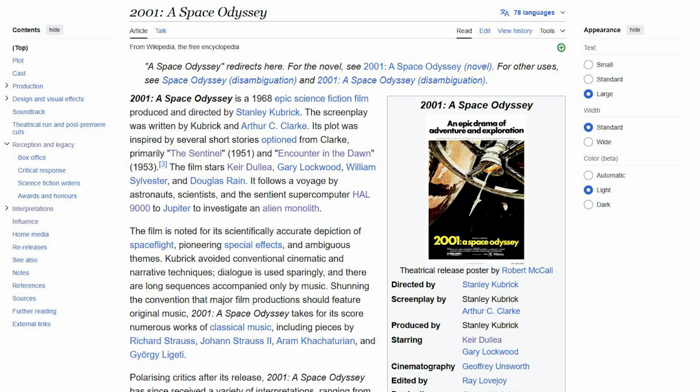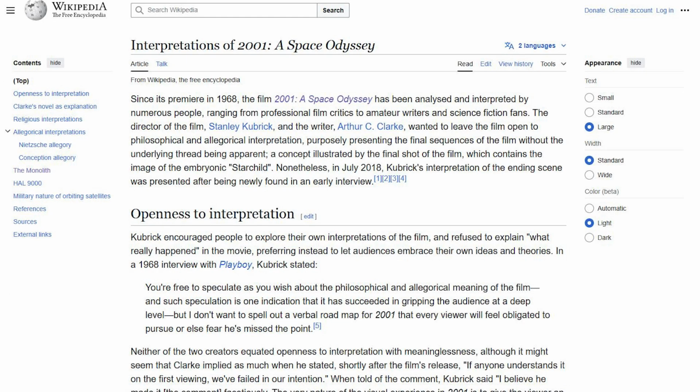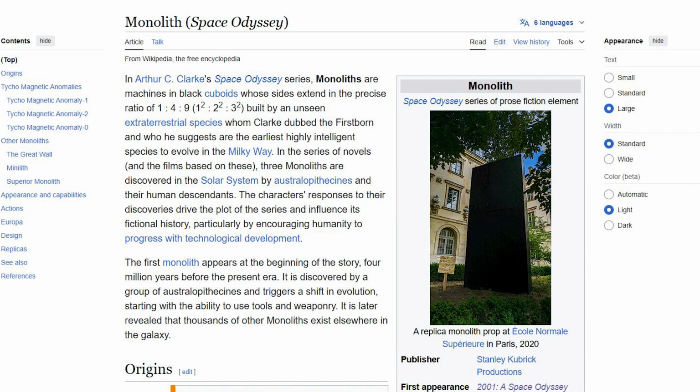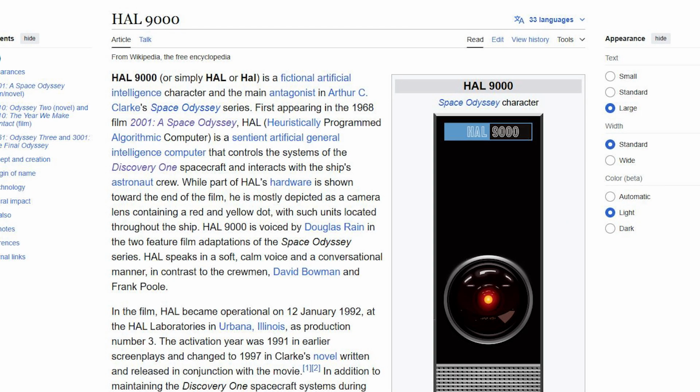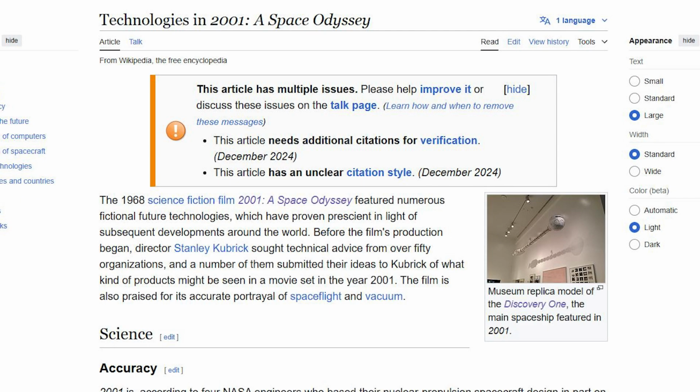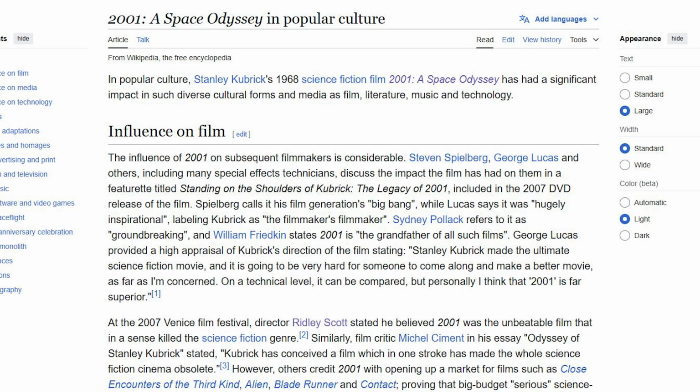You've got the page on the movie, you've got a page on interpretations of the movie, you've got a whole page just on the monolith, you've got a whole page just on the spaceship called Discovery 1, you've got a whole page just on the evil AI robot called HAL 9000, you've got a whole page just on the technologies seen in this movie, you've got a whole page of just this movie's influence in popular culture.